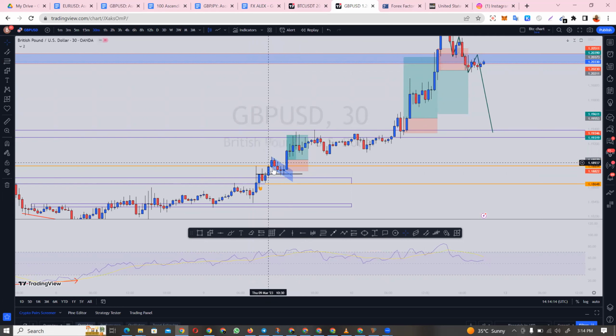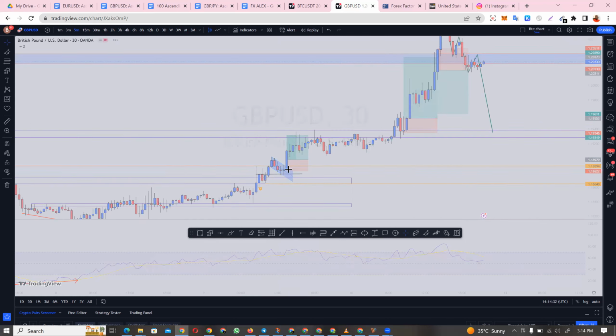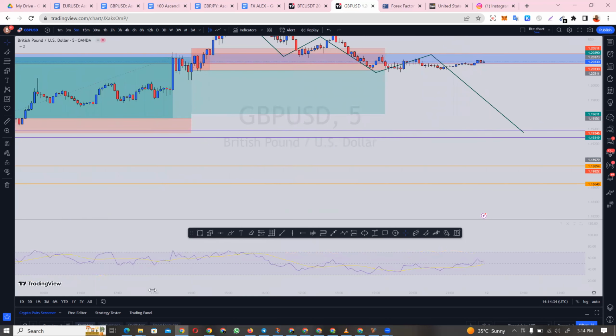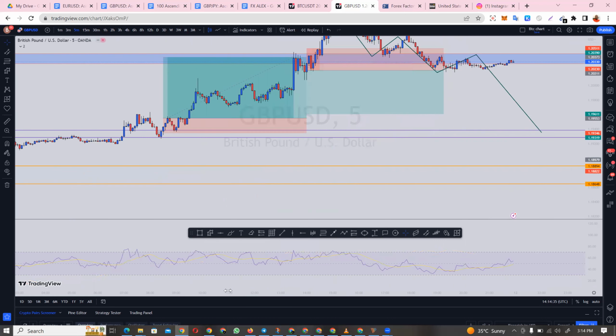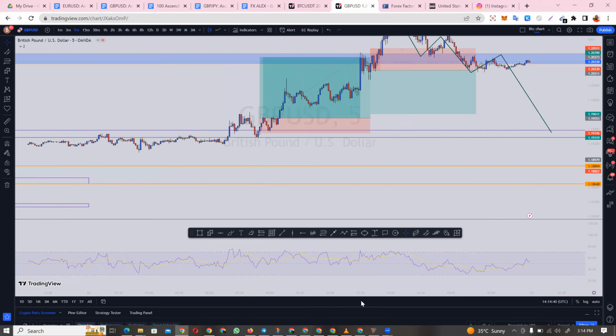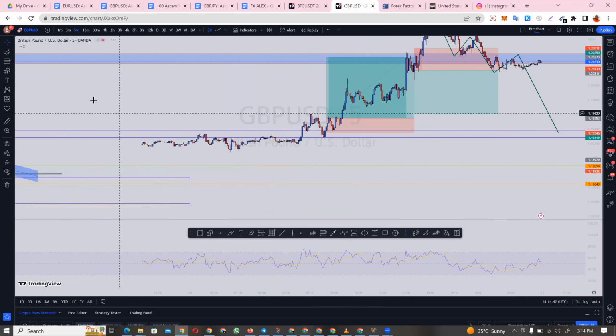But for example, it's just forming something like a divergence on this 30 minutes. Market has made a higher high, and it's forming something like this. If you go to 15 minutes, 5 minutes, we will see how this thing broke out and retested. Let me show you, but we have not started our backtest.